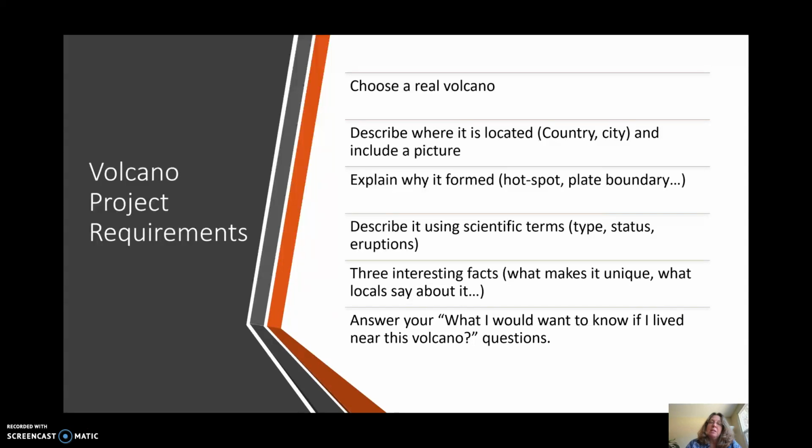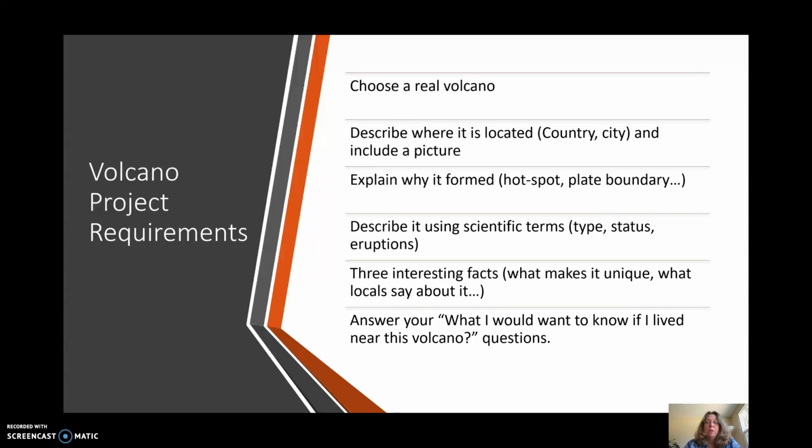And then include 3 interesting facts. What makes your volcano unique? What do locals say about it, for instance, would be another thing that would be interesting. Some locals have a whole religion about volcanoes, for instance, in Hawaii. So what are the locals saying? Just 3 interesting facts. And then answer the questions that you asked in the beginning.